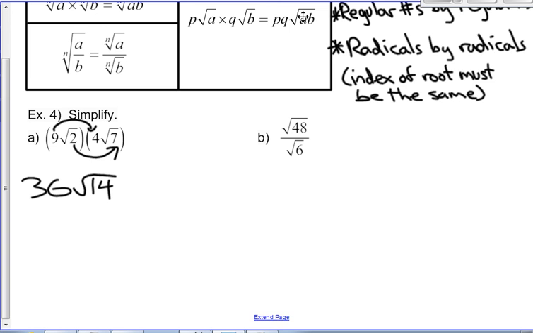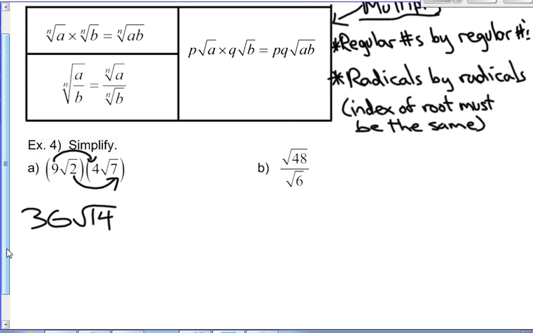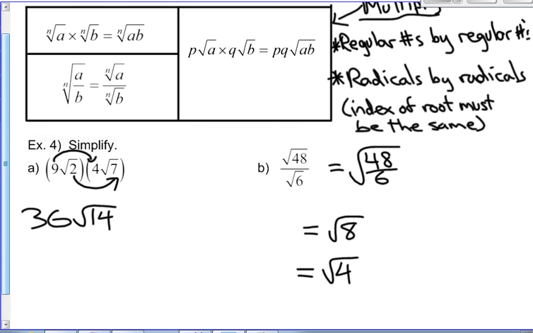Okay, we can do the same thing over here. We've got root 48 over root 6. We can divide these out. We can call this root 48 over 6. And 48 divided by 6 we know is 8. So this is root 8. But don't stop there. Root 8 can be split apart into the rootable of 4 and the leftover of 2, which gives us 2 root 2 in the end. Okay, so if you are able to divide evenly, you should. You can combine them.